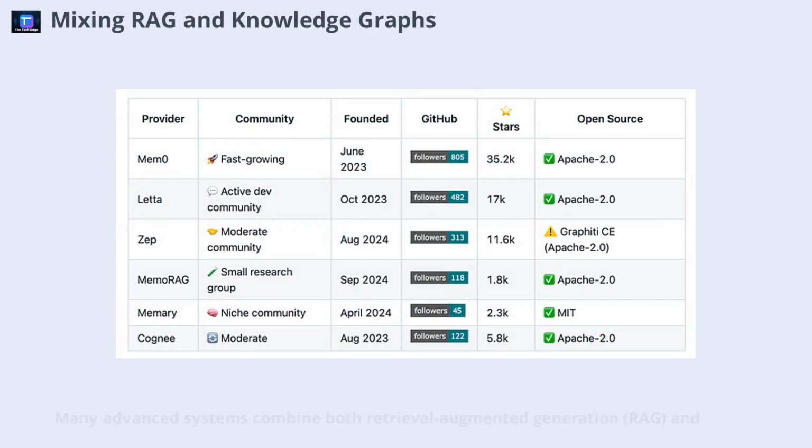Many advanced systems combine both retrieval-augmented generation, RAG, and knowledge graphs to achieve the best of both worlds. Pocket-sized facts can be managed with classifiers and categories, while long-span memory is handled through summaries and structured relationships. This hybrid approach allows for efficient retrieval, pattern recognition, and temporal reasoning, making the AI more capable of handling complex, real-world tasks.